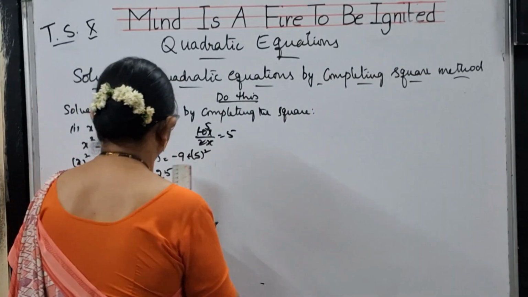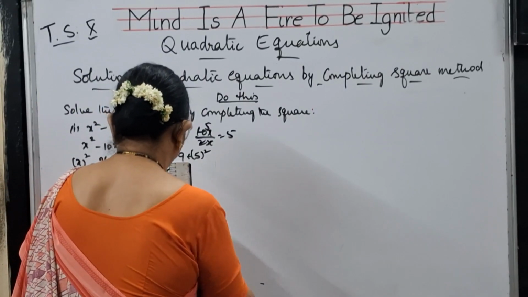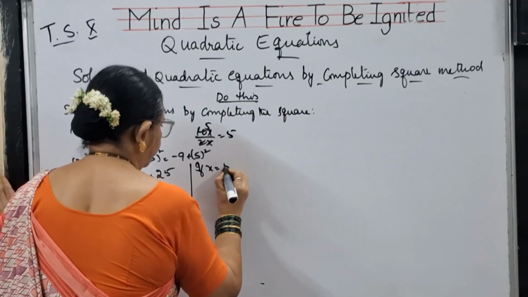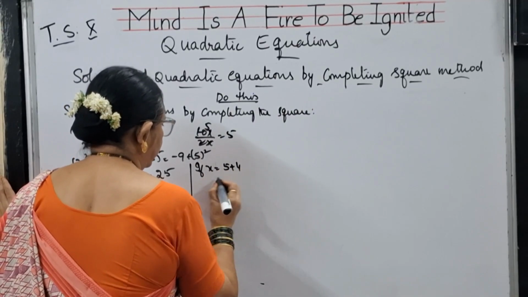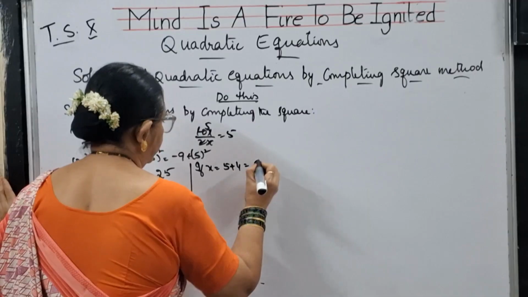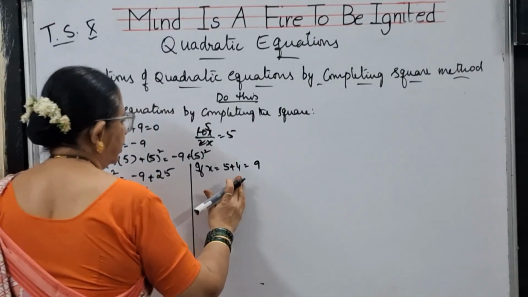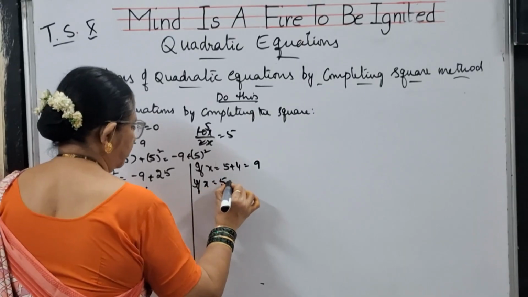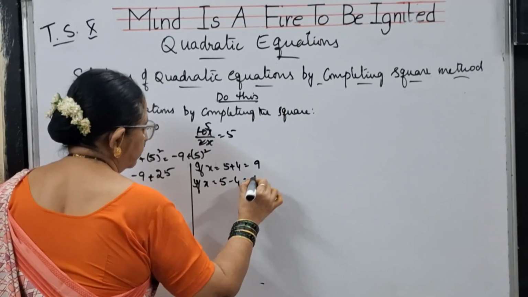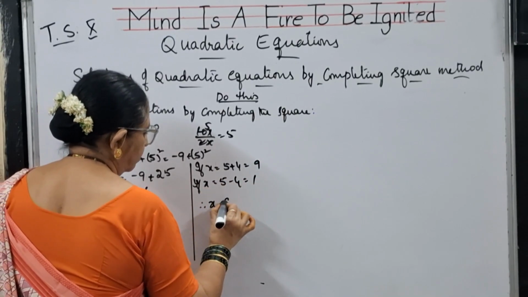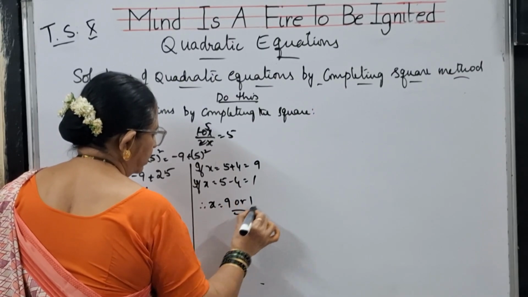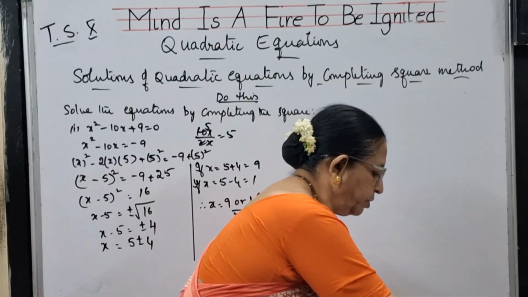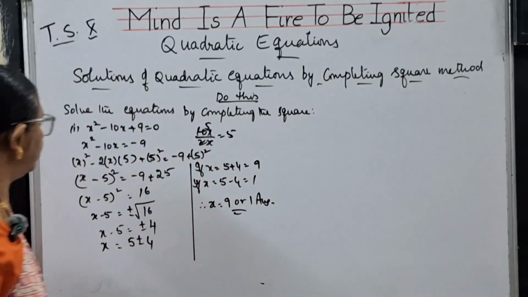So if x is equal to 5 plus 4, then this is equal to 9. If x is equal to 5 minus 4, this is equal to 1. Therefore, x is equal to 9 or 1. These are the answers for this problem, children. Please note it down.